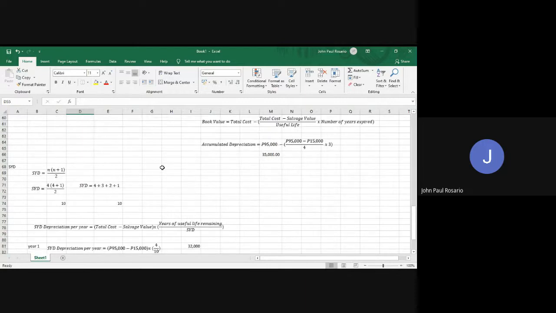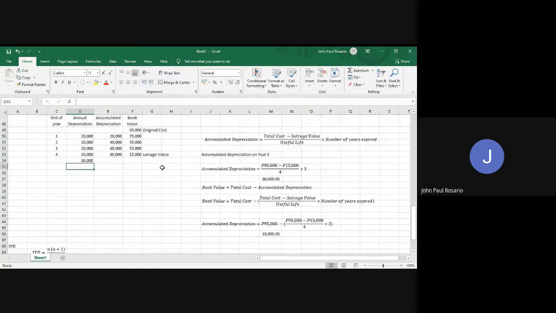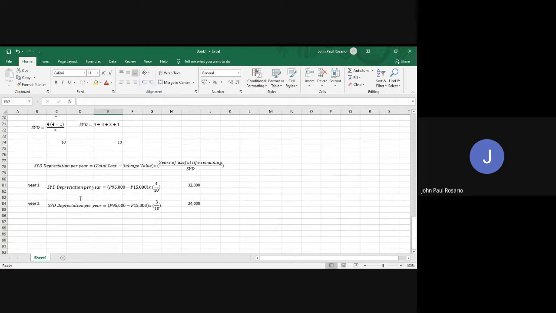And your total depreciation, if you add that with your residual value, it should equate with your original cost. Okay, let's continue for year three.